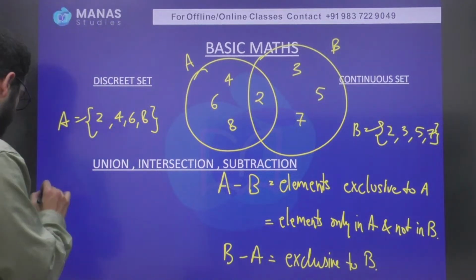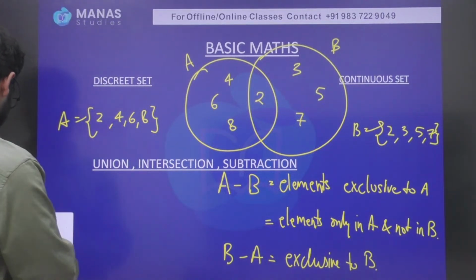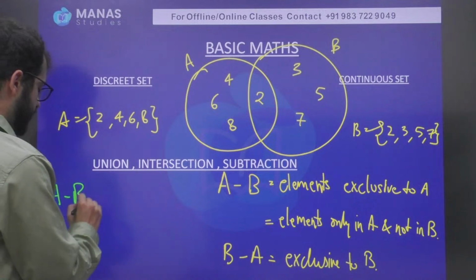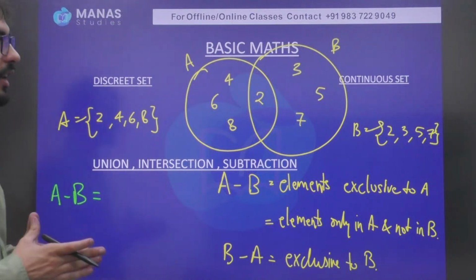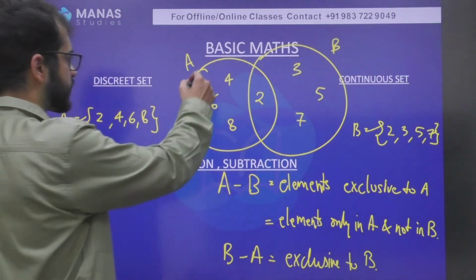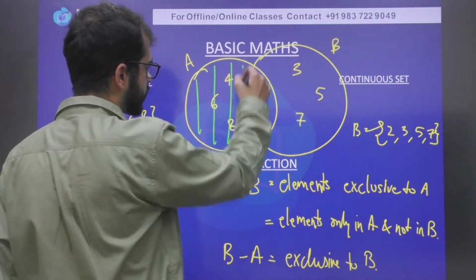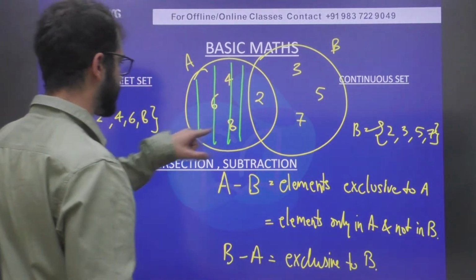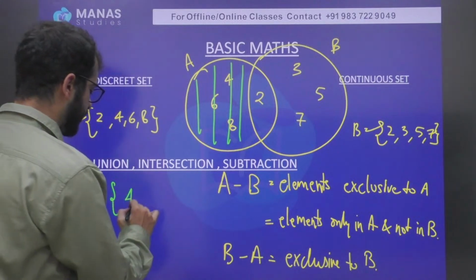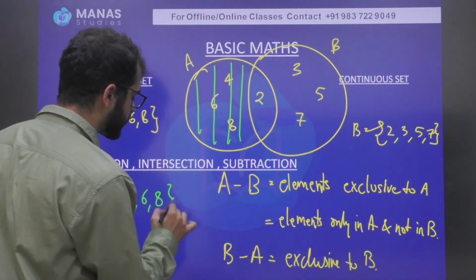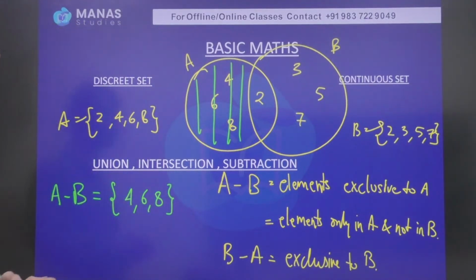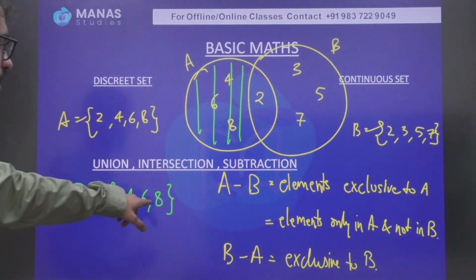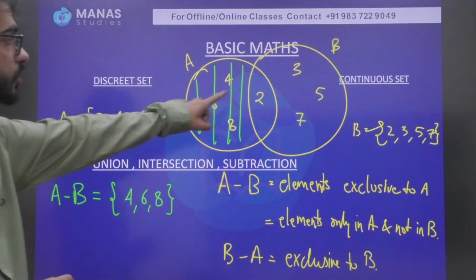Let's write down the elements of A minus B. So A minus B is a set that will comprise of only those elements which are present in A, that is the vertical shaded portion, which will be 4, 6 and 8. Elements only in A and which are not present in B. इसको हम कह सकते हैं first 4 even numbers which are not prime.